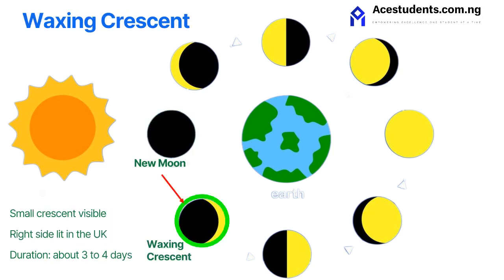Next, something begins to change. A small curved sliver of light appears. This is called the waxing crescent. Waxing means increasing. So the illuminated part is growing larger each night. This phase lasts about 3 to 4 days.